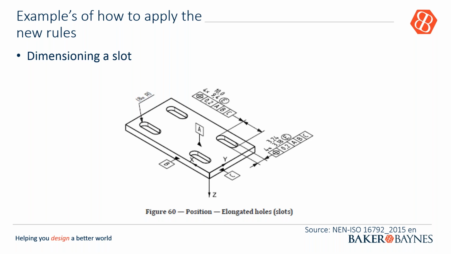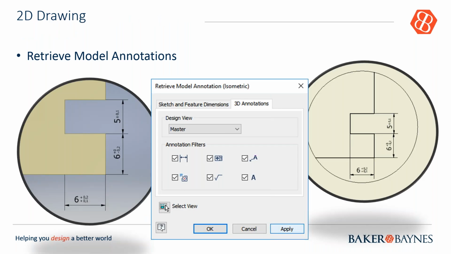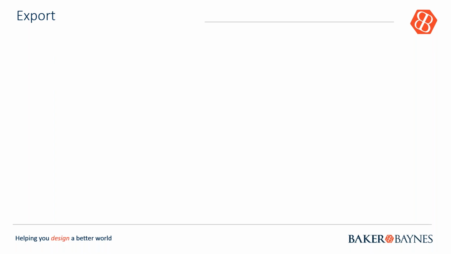How do we take it into the drawing environment? With Inventor, you can see that you can retrieve the model annotations, and as you bring it into the drawing sheet, you will find that it doesn't come in automatically. However, when you go in to retrieve the model annotations, you see it comes in looking something similar to this. On the left-hand side, you will see a snapshot of the model itself, and on the right, you would find that this is how it looks when it comes into the drawing environment.